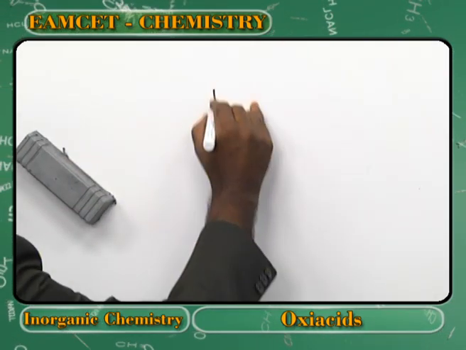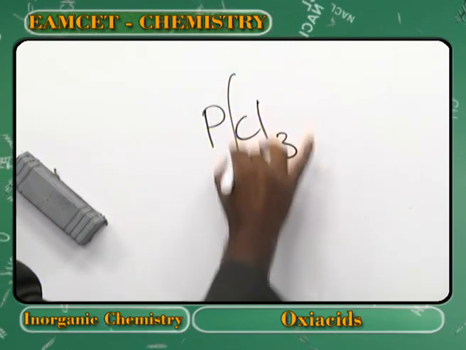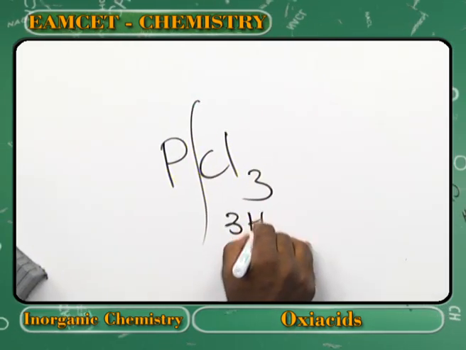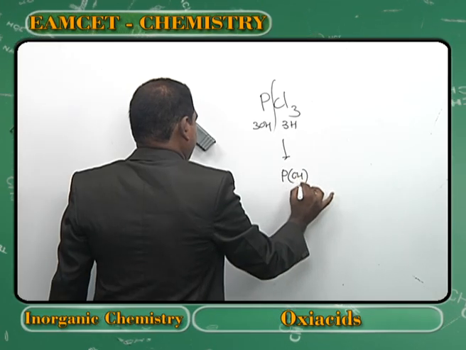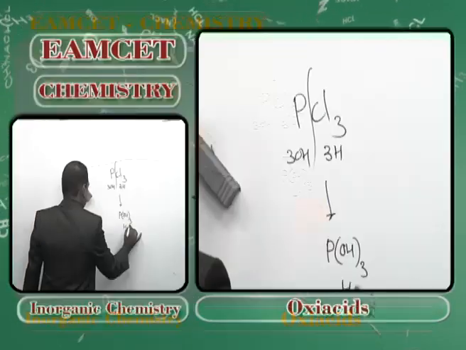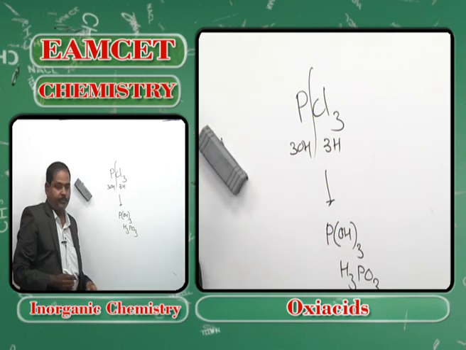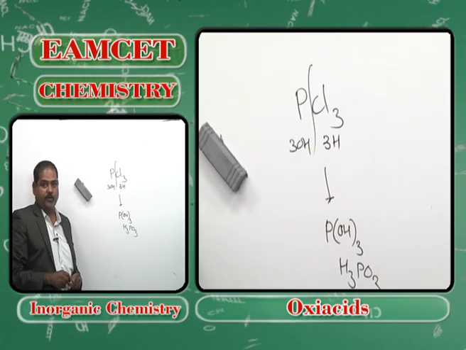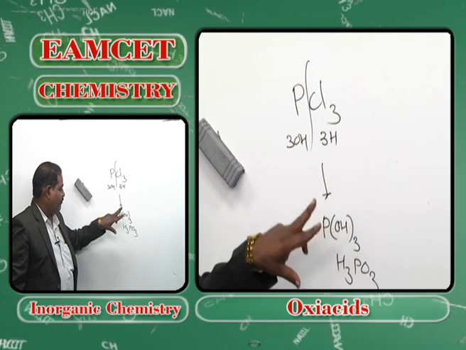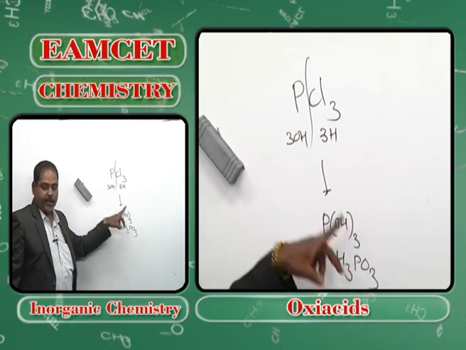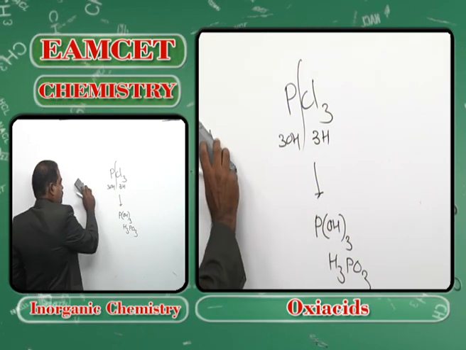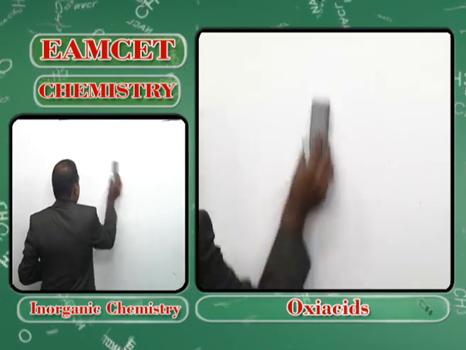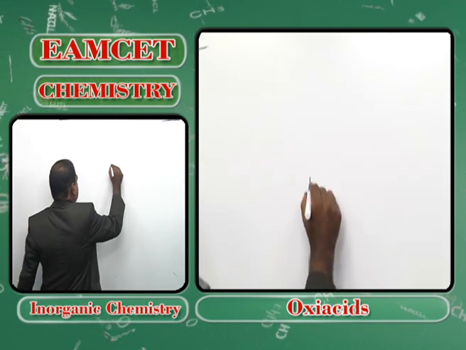Right. Then, PCl3 on hydrolysis gives, it's anybody's guess, 3H, 3OH, which is nothing but P(OH) thrice, it's H3PO3. What is the name? H3PO4 is phosphoric acid. H3PO4 is ic. H3PO3 is ous, phosphorous acid. Okay? So PCl3, BCl3, and now let us carefully hydrolyze NCl3.